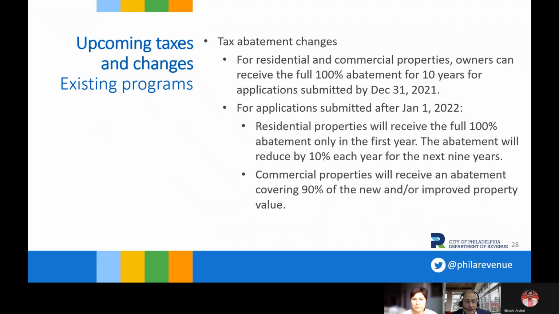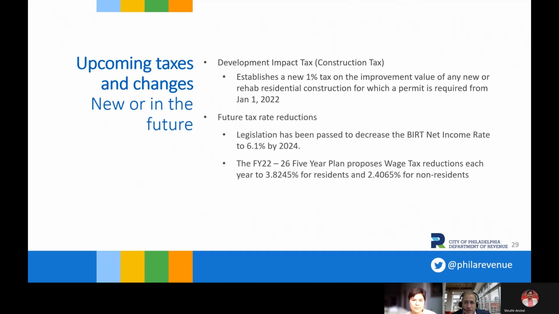Sure. So starting in calendar year 2022, changes to our tax abatement program will go into place. Residential properties will receive the full 100% abatement only in the first year, and then the abatement is reduced by 10% each year for the next 9 years down to 0. Commercial properties, on the other hand, will receive an abatement that covers 90% of the new and or improved property value. So these are brand new changes to the abatement programs.